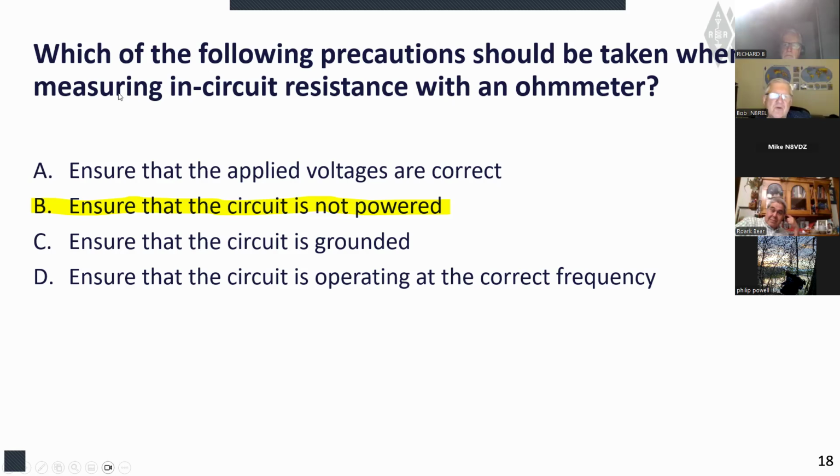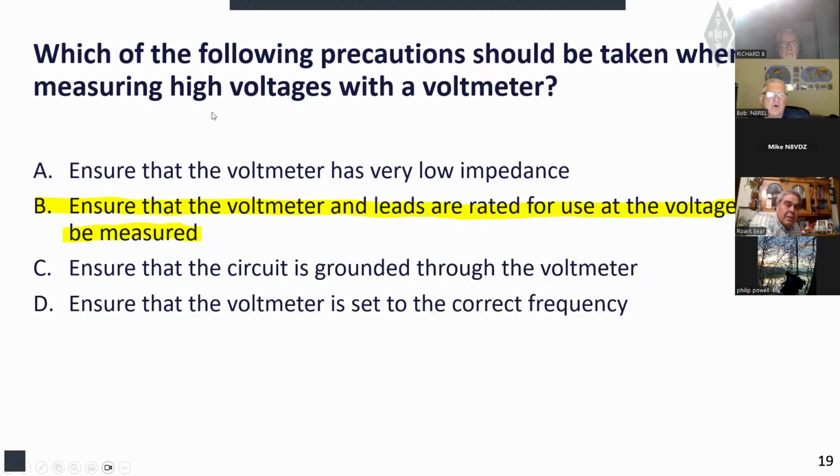What precautions should be taken for measuring current resistance with an ohmmeter? Make sure the circuit's not powered first. What precautions should be taken when measuring high voltages with a voltmeter? The best precaution: have someone else do it. But failing that, just make sure that the voltmeter and the leads are rated for whatever voltages you're trying to measure. One of our little handheld voltmeters won't necessarily measure really, really high voltages.